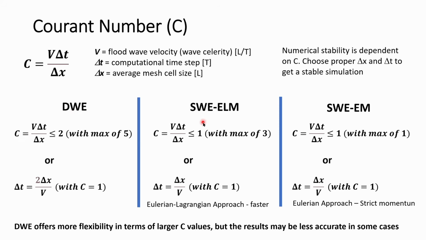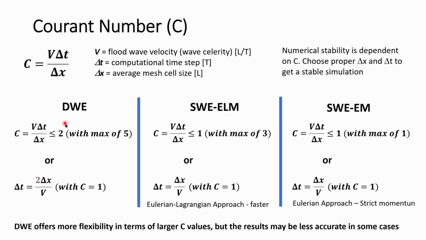The shallow water equation is solved in HEC-RAS 2D using two different approaches. This is the Eulerian-Lagrangian method. If you are using that method, then you can only go up to a maximum value of 3 for C. If you are using only the Eulerian approach, which is the most restrictive form, you cannot have C greater than 1, so ideally it should be less than 1.